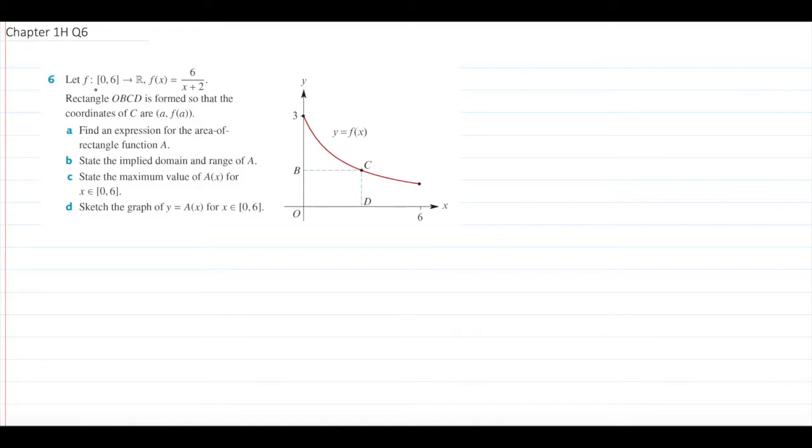Let the function f be restricted by the domain 0 to 6 with the equation 6 divided by x plus 2. Well, immediately we know this is a hyperbola with a vertical asymptote of x equals -2, from the bottom, because if you sub in x equals -2, you'll get an undefined. So that means that's your asymptote already.